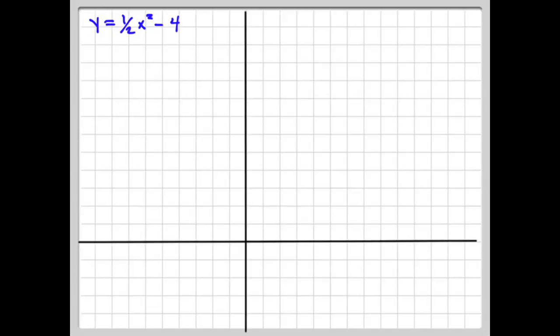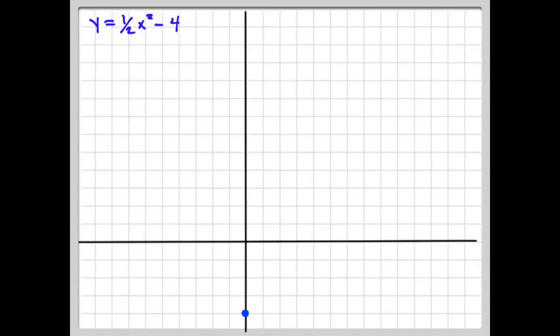So does a shrink change our vertex? No. But the shift does. So our vertex is going to move from 0, 0 down to 0, -4. So we start at 0, -4. Then instead of our pattern of going up 1, 3, 5, 7, 9, we've got to multiply each of those numbers by 1/2. Because 1/2 is our A here.